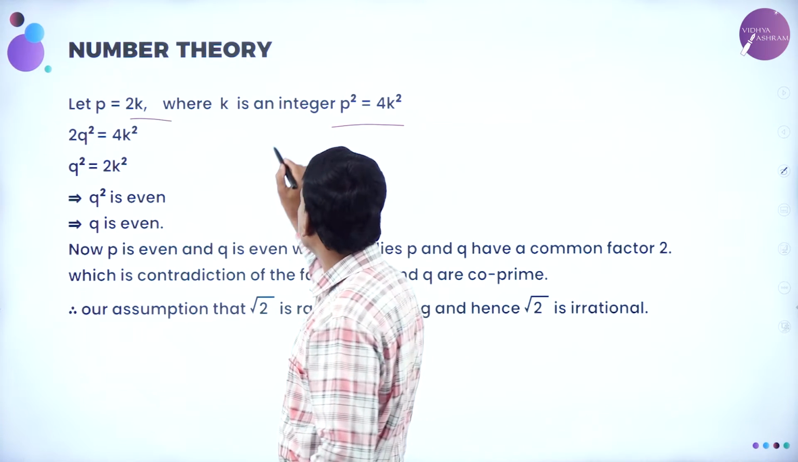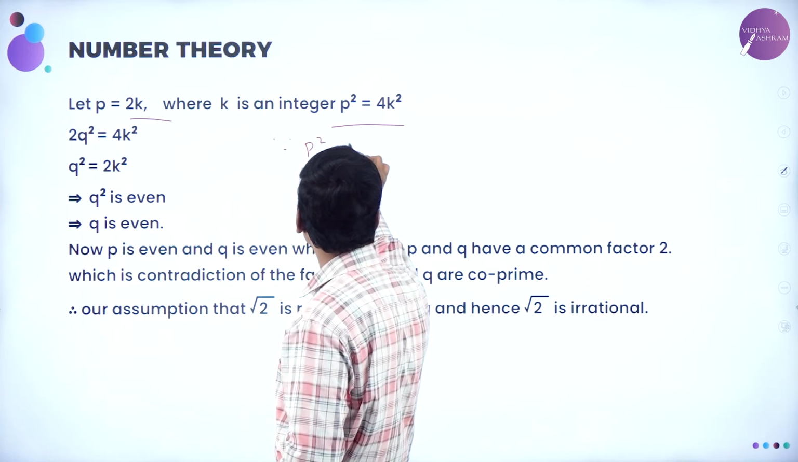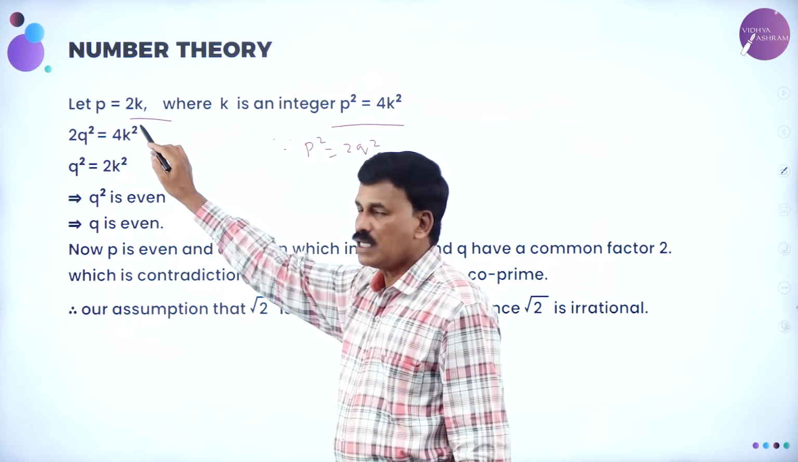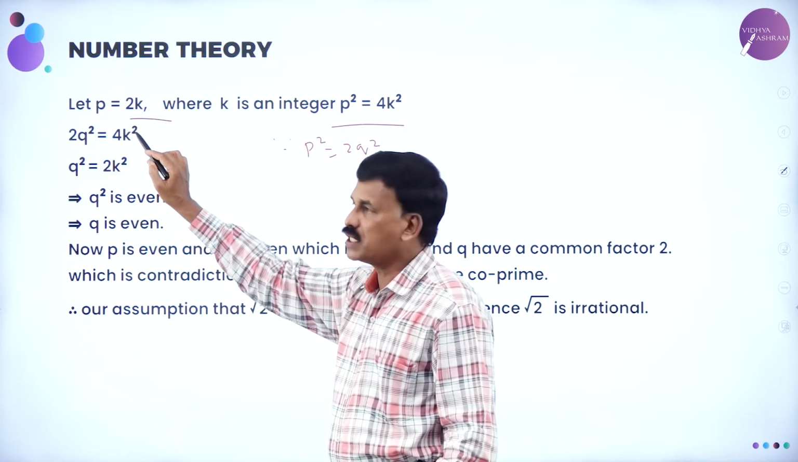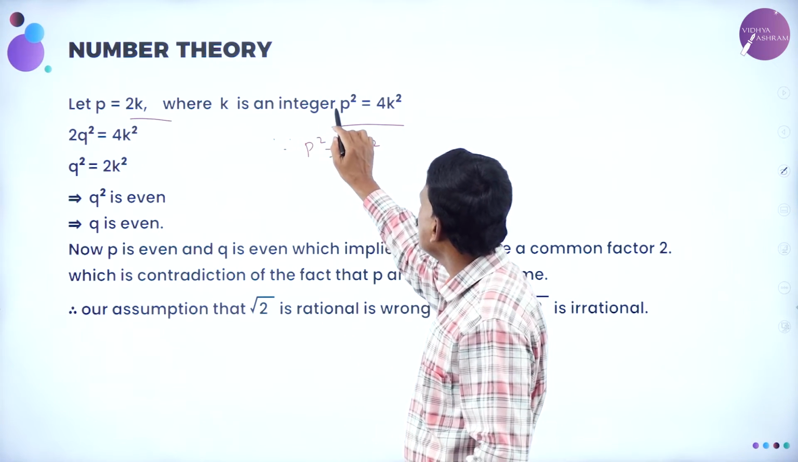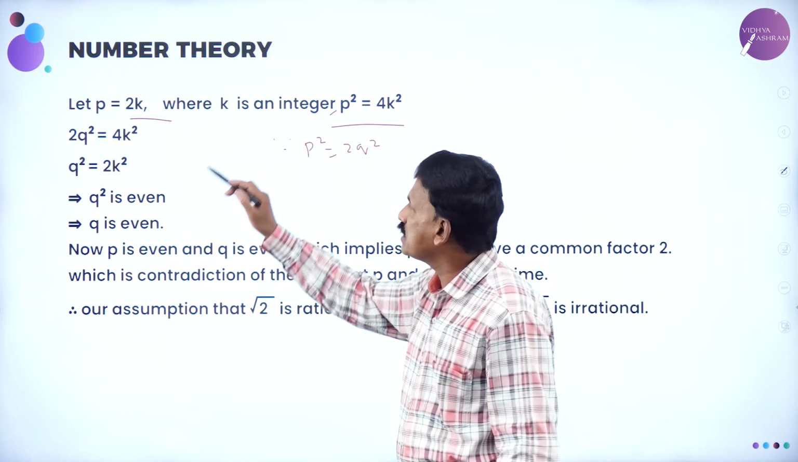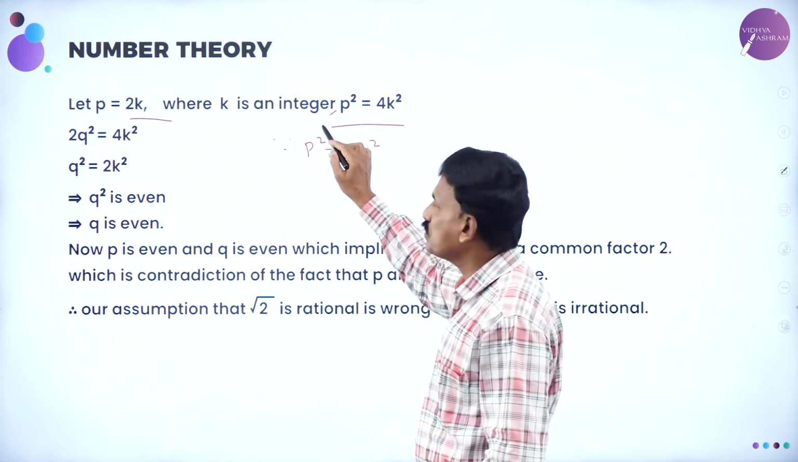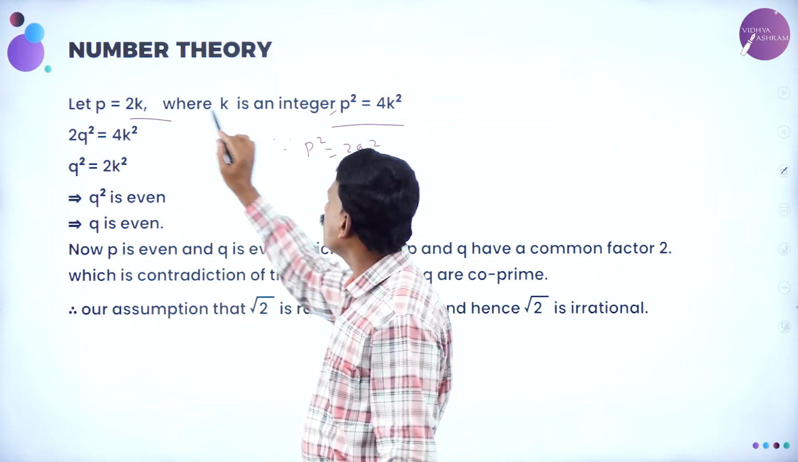Substitute here: p square is equal to 2q square. Let us consider p is equal to 2k, where k is some integer. Squaring on both sides, p square is equal to 2 square, which is 4k square.